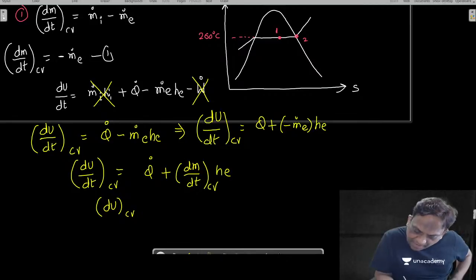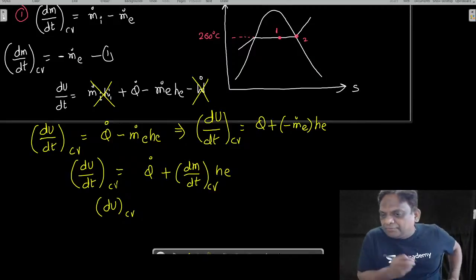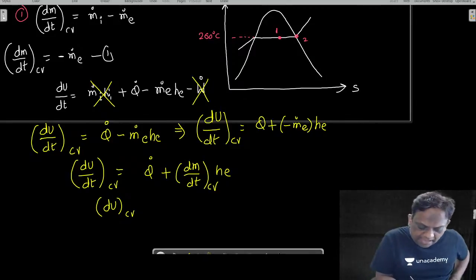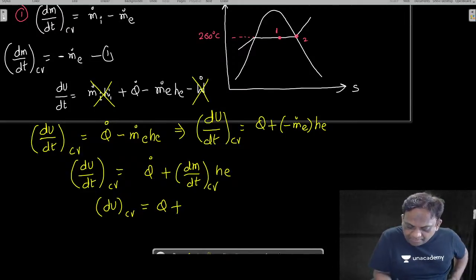यहाँ पे time है. If I integrate with time, it will go out. समझ में आ रहा है ना? So I am removing T. तो यहाँ क्या बचेगा? Q plus dm in the control volume into he.